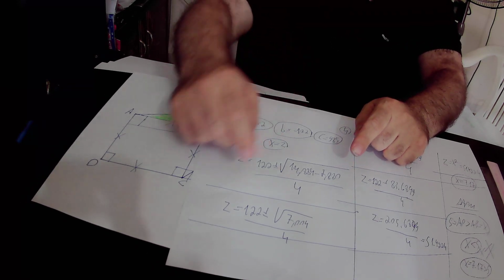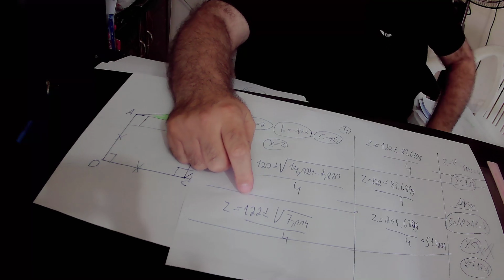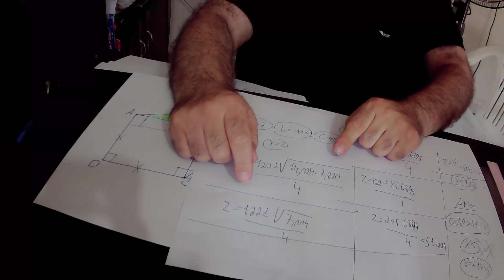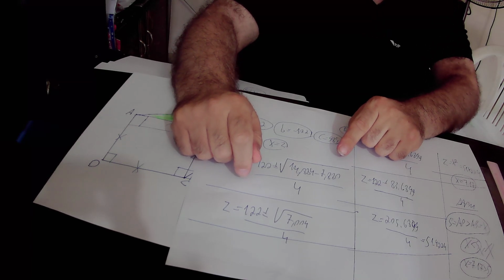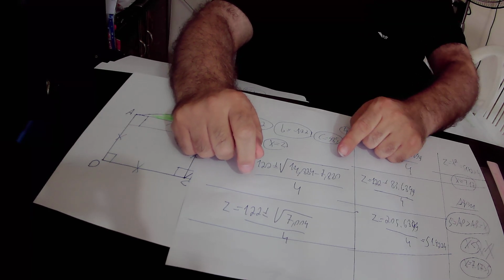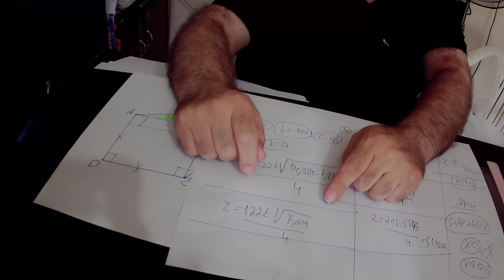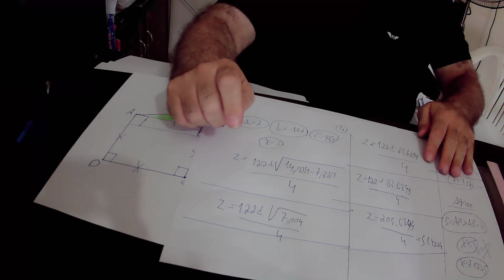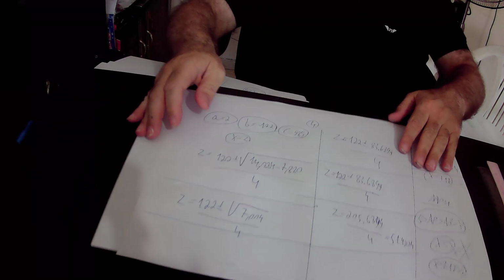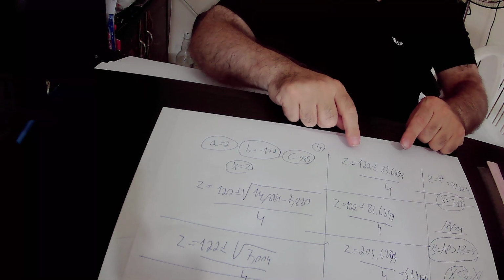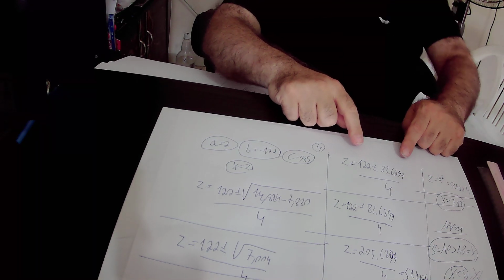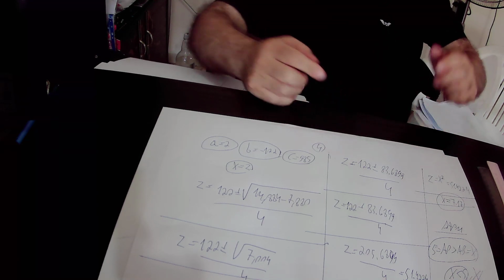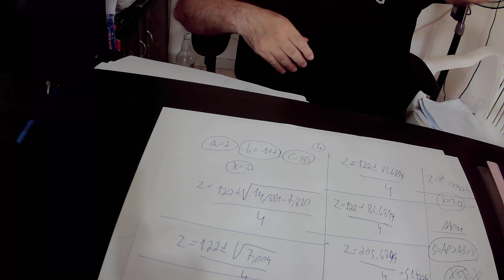So in conclusion, we found that z equals 122 plus minus the square root of 14,884 minus 7,880, which is 7,004. So inside the root we are left only with 7,004, over 4. So z equals 122 plus minus the square root of 7,004, which is 83.6899, divided by 4. So here we have two possible solutions for z.